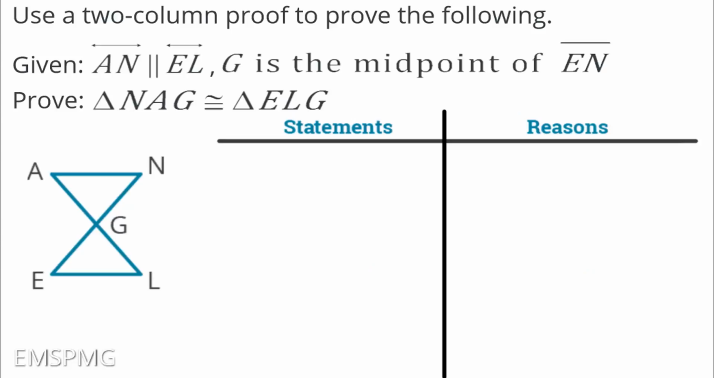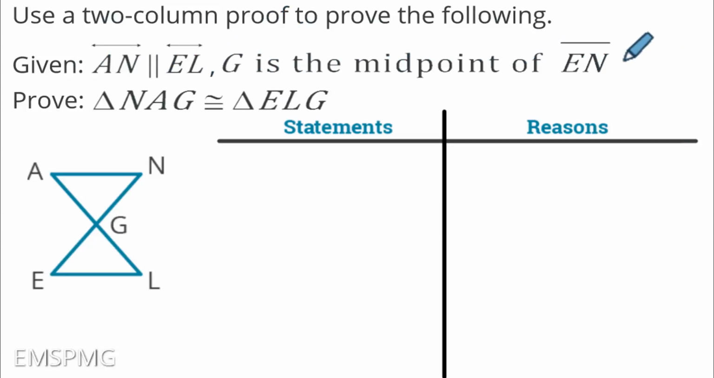So taking a look, we are going to use a two-column proof to prove the following. We're given that line AN is parallel to EL, G is the midpoint of EN, and we need to prove that triangle NAG is congruent to triangle ELG. So, getting started. Always make sure you remember what comes first in your proof table.